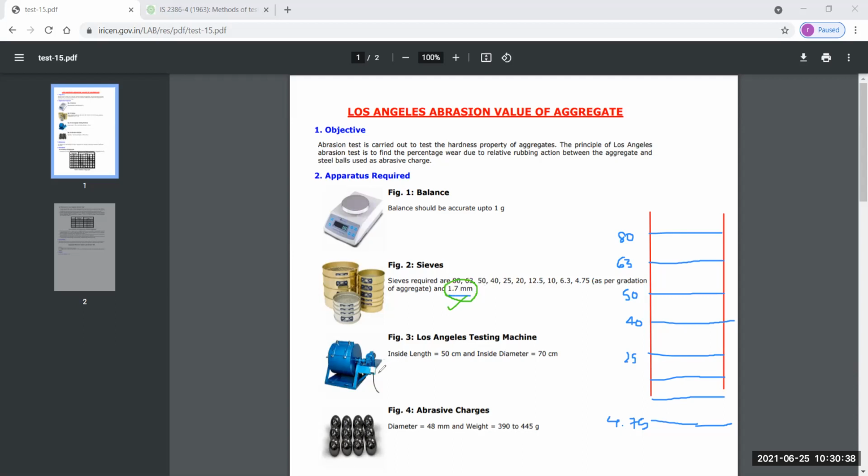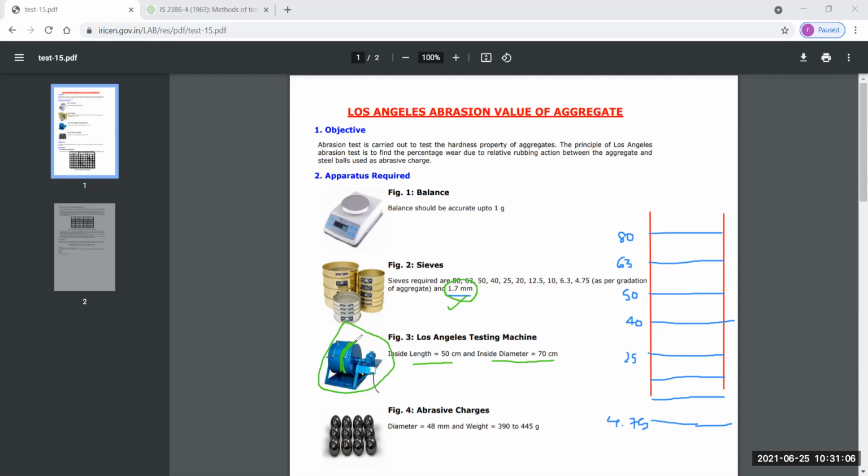So this is our Los Angeles testing machine. You all see this is our Los Angeles testing machine. Its inside length is equal to 50 mm and inside diameter is equal to 70 mm. So these are the specifications of our Los Angeles testing machine. Here you see it looks like a drum. Basically in this drum we put all the aggregates, and in this drum steel balls are already kept.